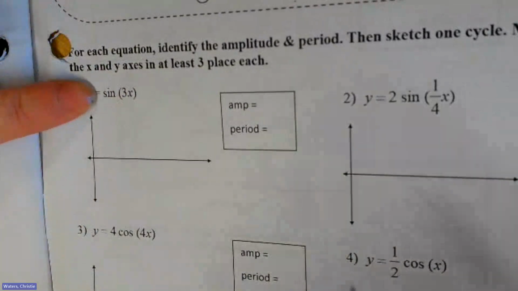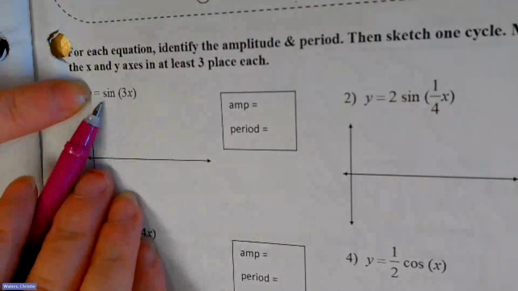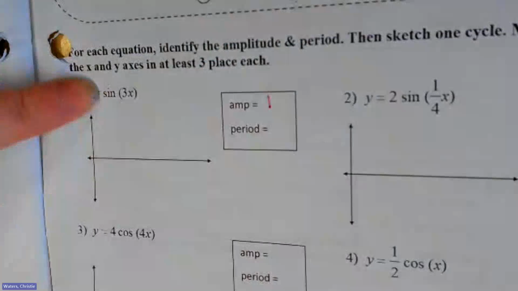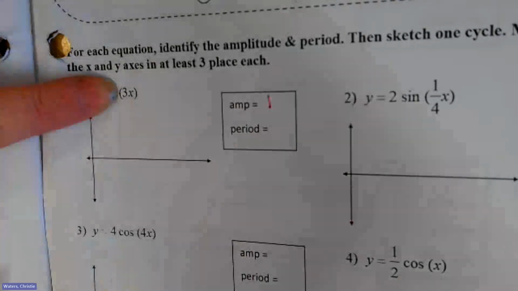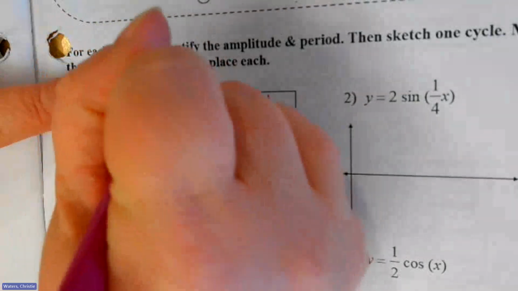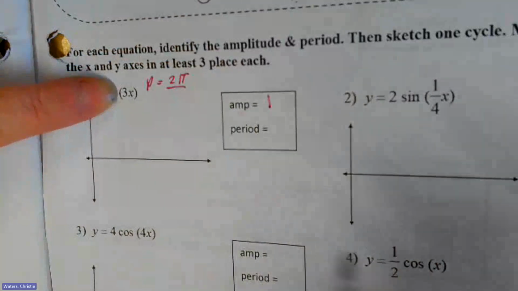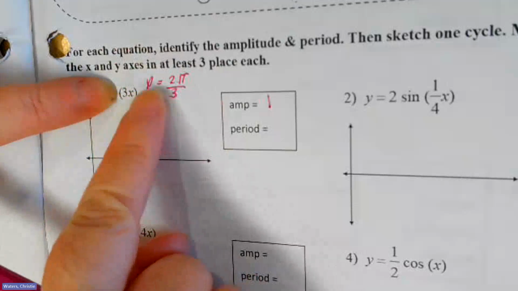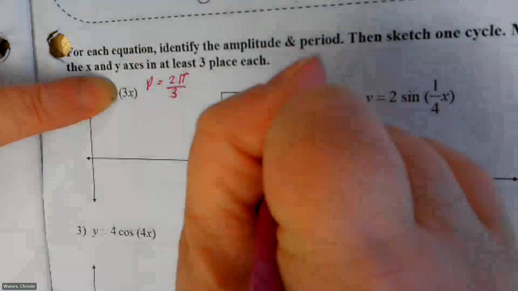So the amplitude is, if there's a number in front of the sine or cosine, that would be your amplitude. So there's no number here. So we're just going to have our parent graph amplitude of 1. But we do have a period and there's a 3x there. So remember that the period is equal to 2 pi over b, and 3 is the b value. Now, if you can simplify this, you should, but we can't simplify 2 pi over 3, so we'll just leave that like that.